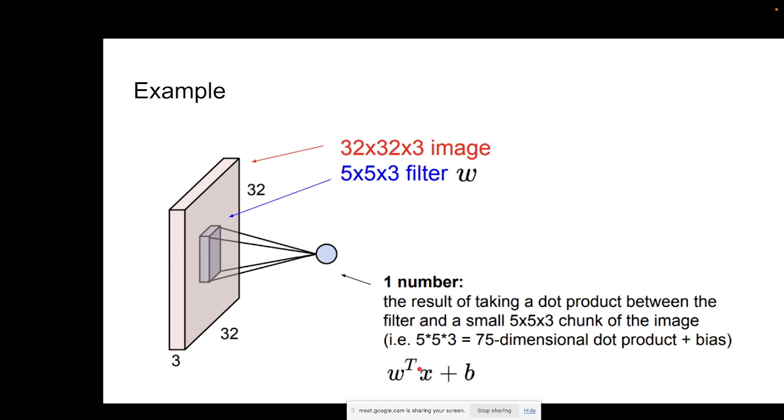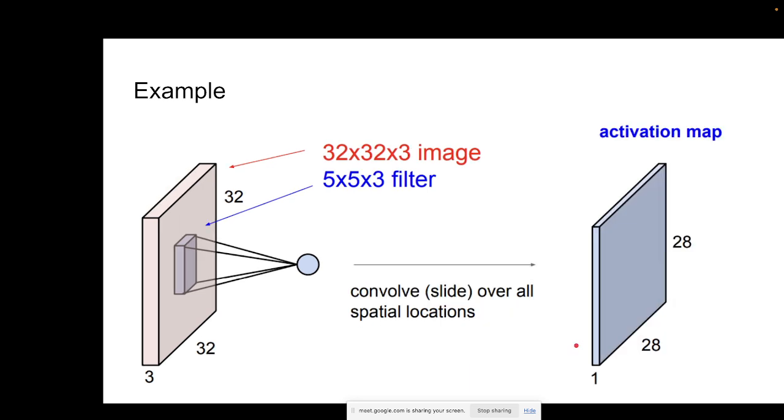So W transpose X, what you do is W1 times X1 plus W2 times X2 and so on. The entire operation is exactly the same as that, and plus you add a bias. So you get one number out of it with these many mathematical computations. So now you get one number out of this particular patch in the image.